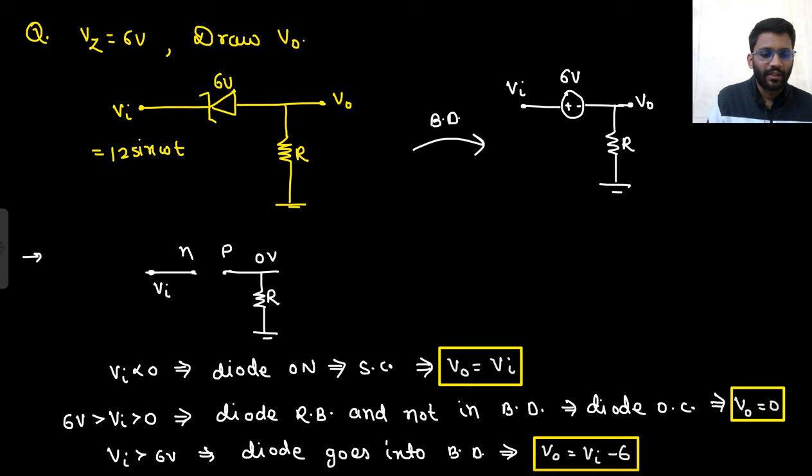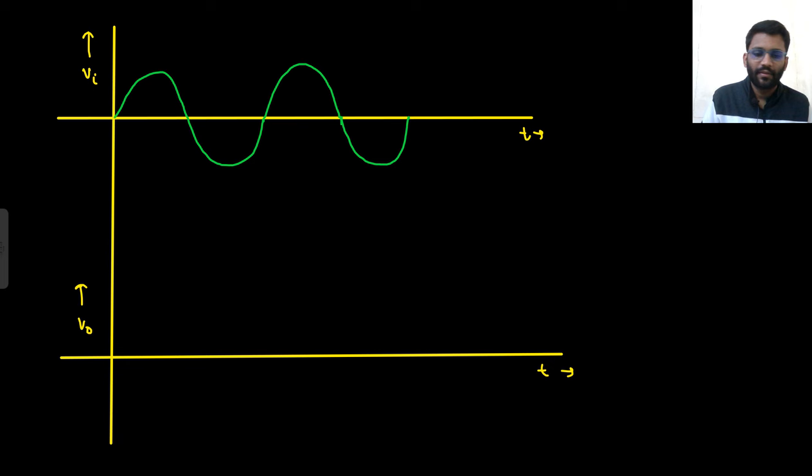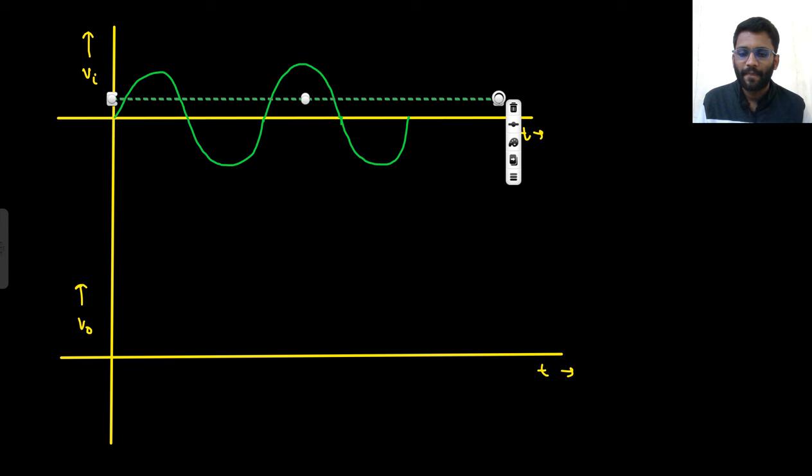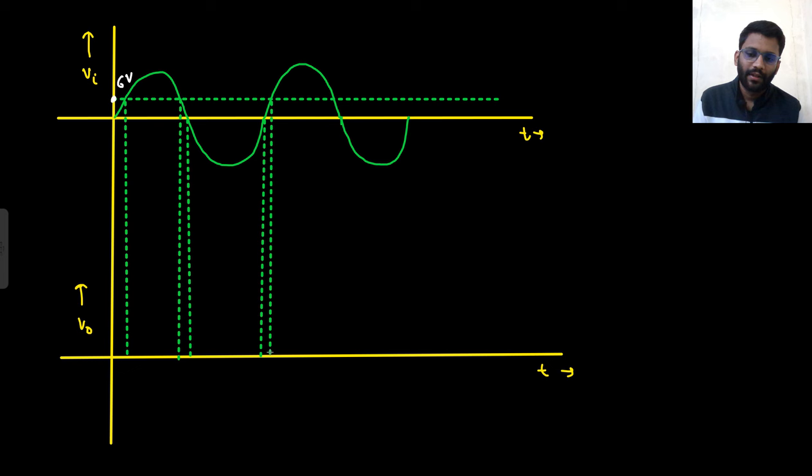So what do you think? How will this waveform look? There is a breaking point at 6 volt, we can say. So we will draw 6 volt here. Something different is happening here at 6 volt. So when Vin is greater than 0 and less than 6 volt, V naught is 0. So at this point V naught is 0. And when Vin is less than 0, at that time it will follow the input, right?